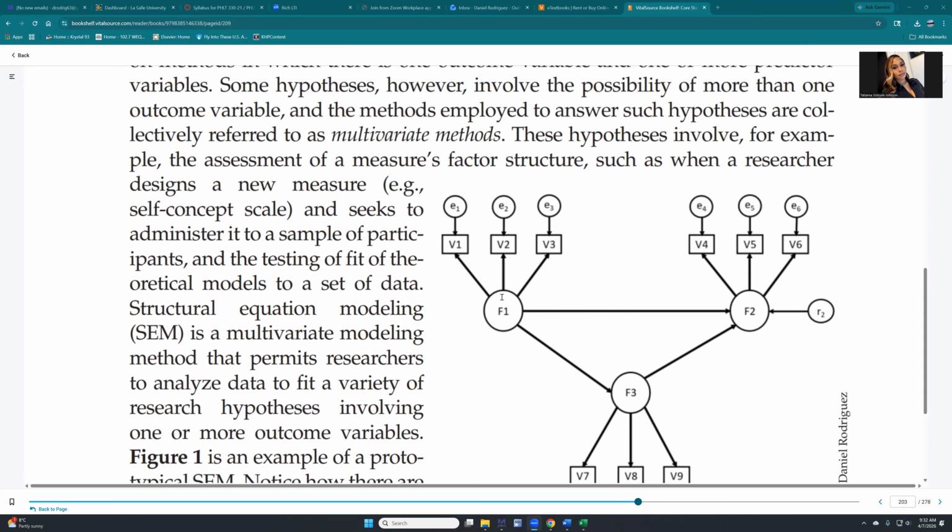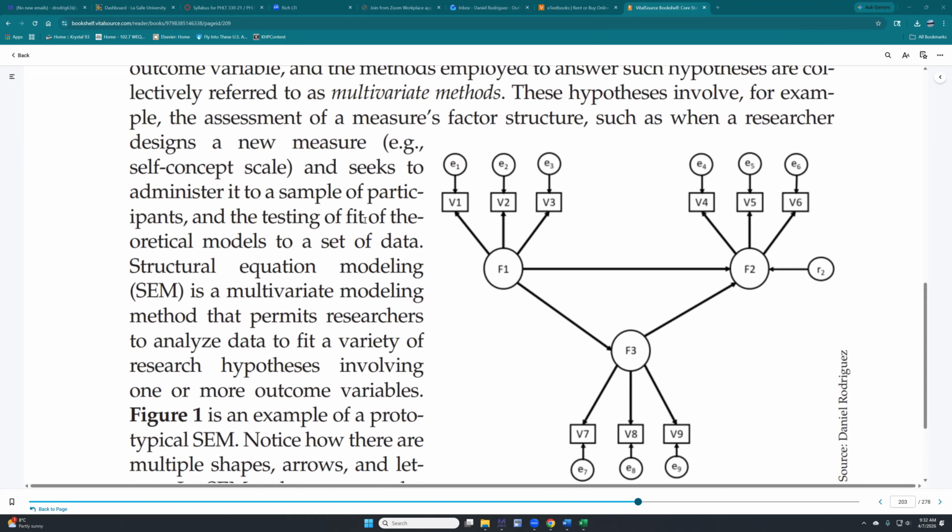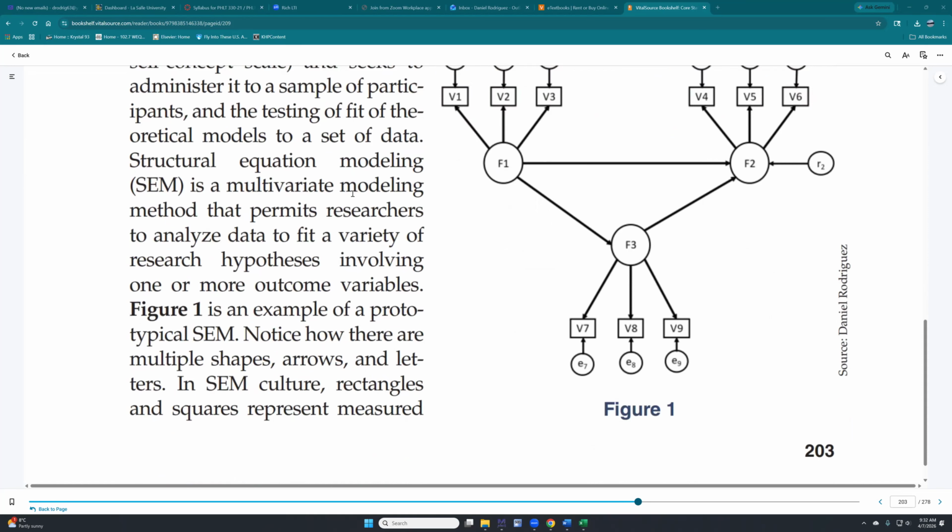These hypotheses involve, for instance, the assessment of a measure's factor structure. Factor structure is when a researcher designs a new measure, for example, a self-concept scale, and seeks to administer it to a sample of participants, and the testing of fit of the theoretical models to the set of data. So structural equation modeling, what we call SEM, is a multivariate method that permits researchers to analyze data to fit a variety of research hypotheses involving one or more outcome variables.